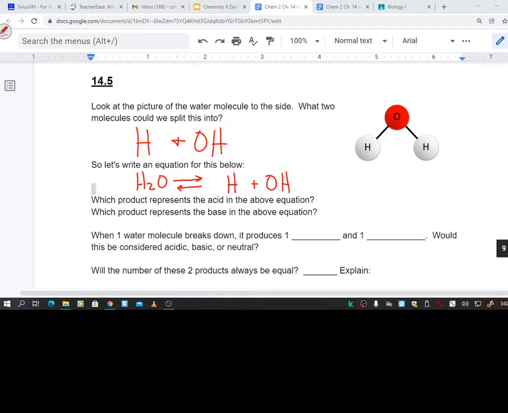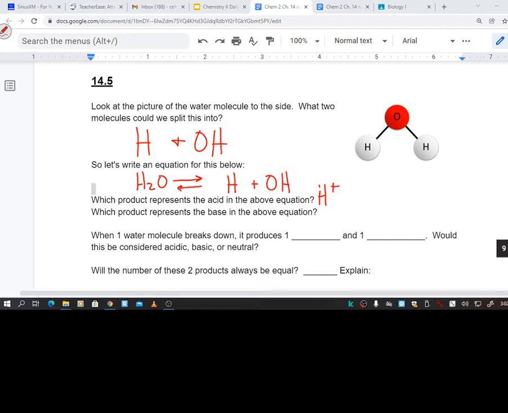So which product represents the acid in the above equation? And which product represents the base? Well, we know that this H plus always represents an acid. In fact, a lot of times that H plus is synonymous with, or the same as, saying H3O. And then which product represents the base in the above equation? That is going to be my OH.